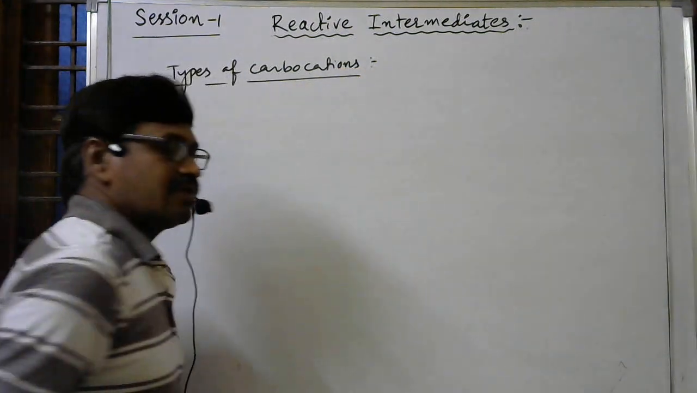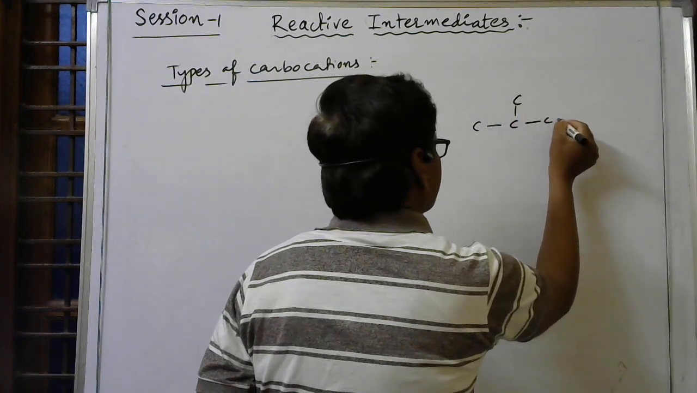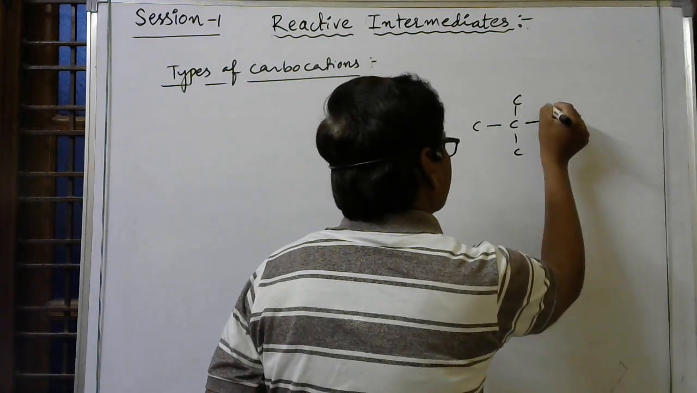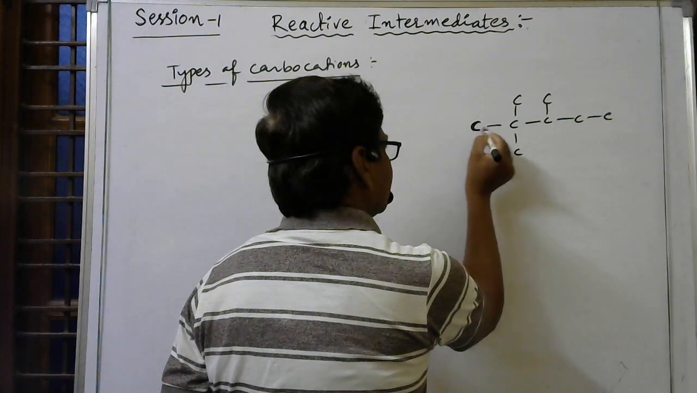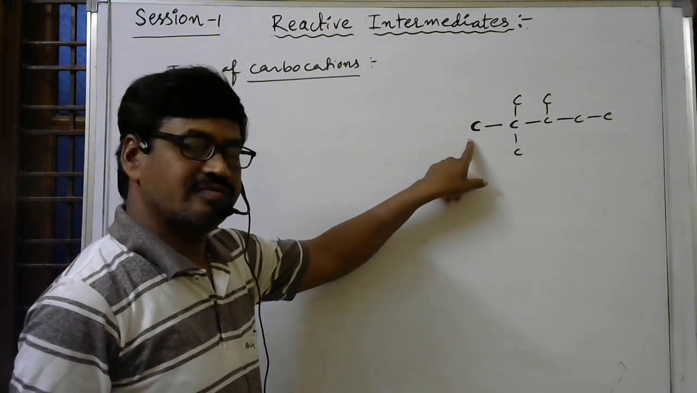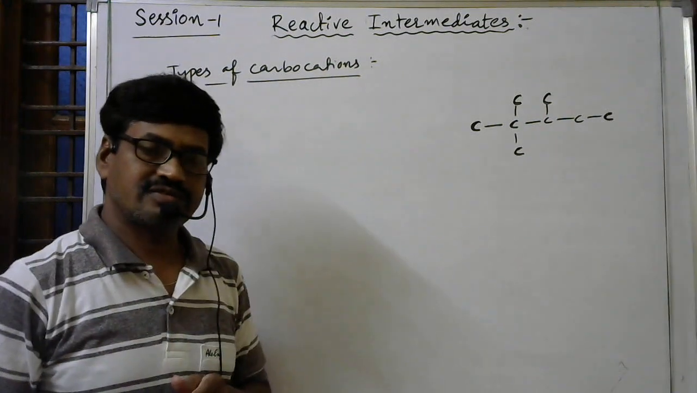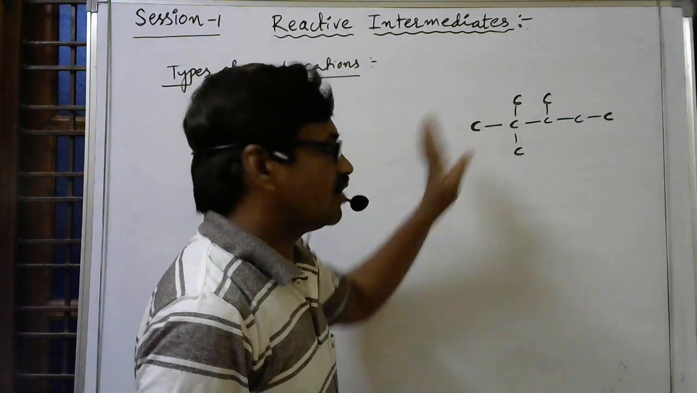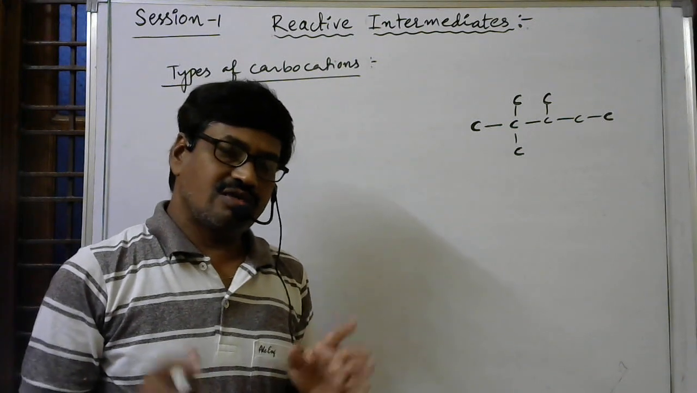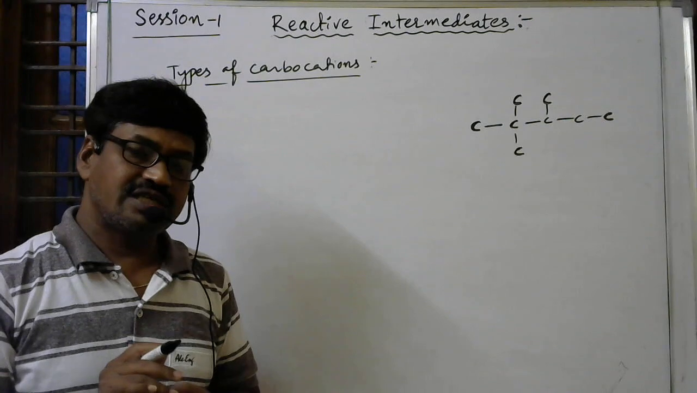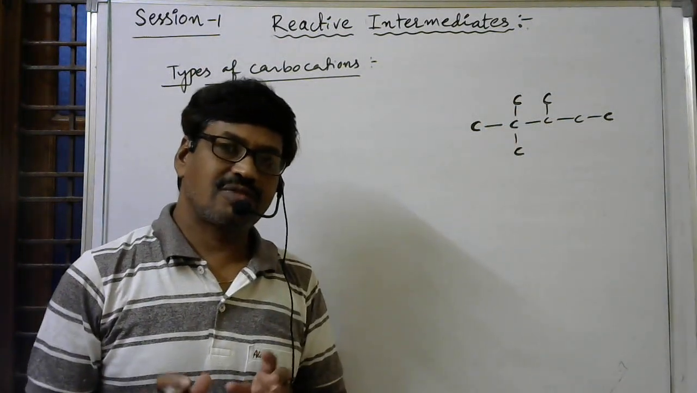First of all, we should know what is primary, secondary and tertiary carbon. Here I'm writing one simple example, assuming it as a molecule without hydrogens. This carbon is directly attached to only one other carbon atom, so it is a primary carbon. All the terminal carbons are attached to only one carbon atom, so these are called primary. A primary carbon is one directly attached to only one more carbon atom. If these carbon atoms carry a positive charge, it is a primary carbocation.